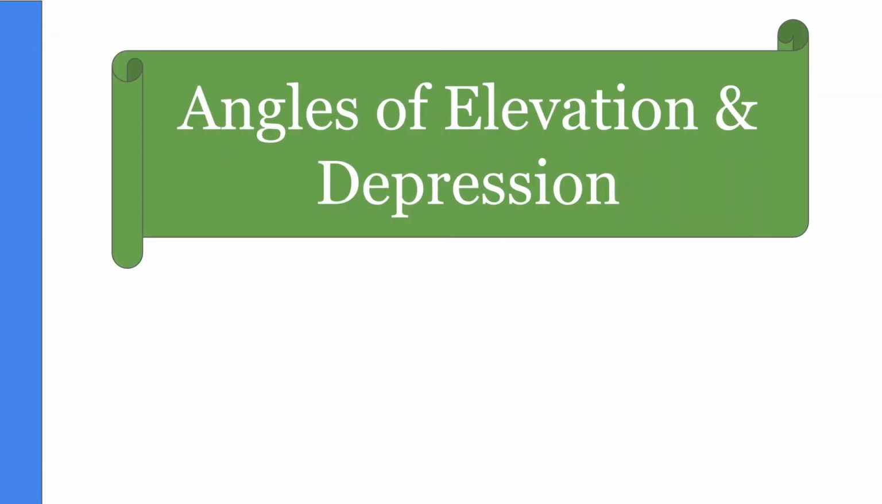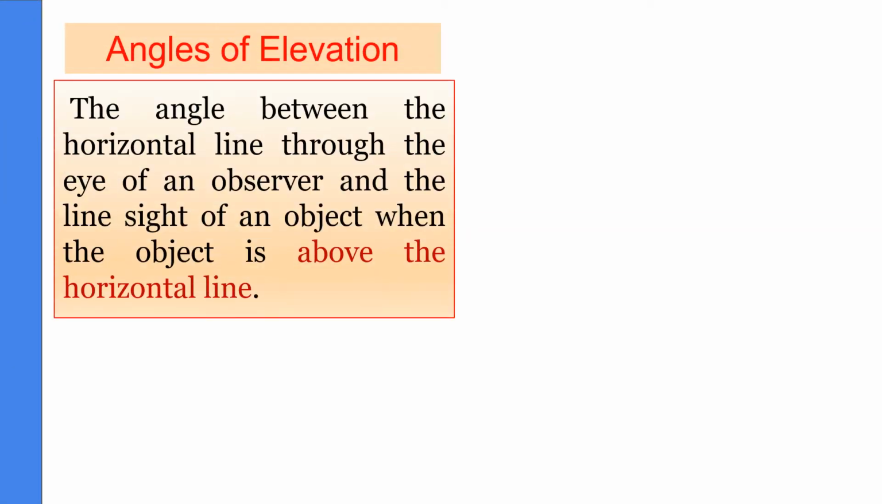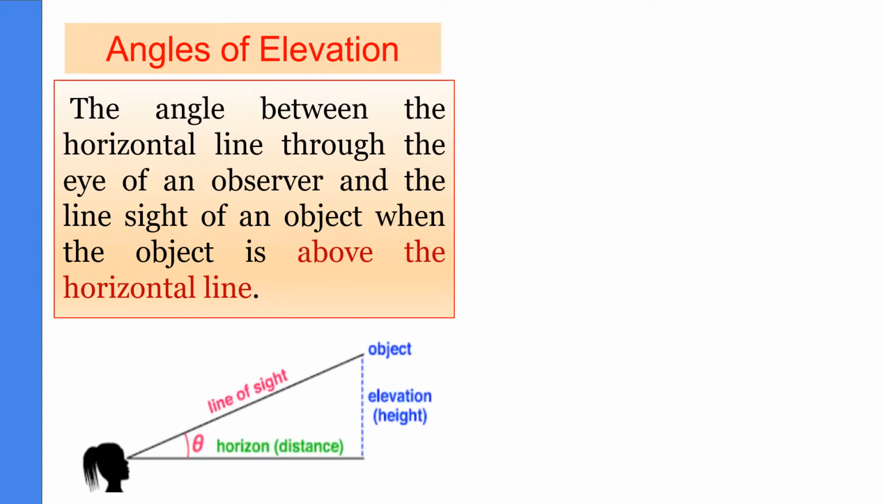Hello everyone, in today's topic, we are going to discuss angles of elevation and depression. What are angles of elevation? It is the angle between the horizontal line through the eye of an observer and the line of sight of an object when the object is above the horizontal line. So this is the illustration wherein the angle of elevation is being described. We have the line of sight and the horizontal line, which makes up the angle of elevation. So your keywords in here: if someone is looking up, then it makes an angle of elevation.